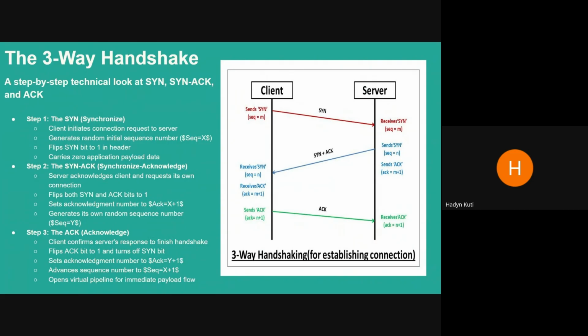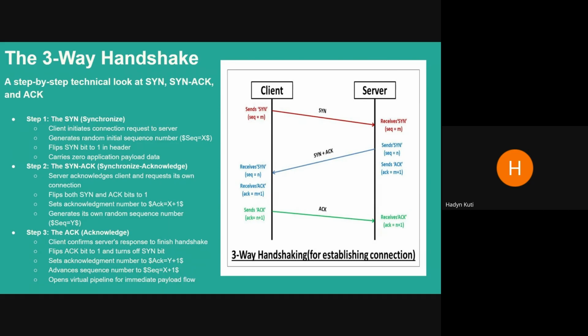Then we have the SYN-ACK, synchronize, acknowledge. The server acknowledges the client's request and requests its own connection back. The server receives a request, agrees to talk, and says it wants to track data coming back the other way too. It flips both the SYN and ACK bits to 1 in the header envelope.